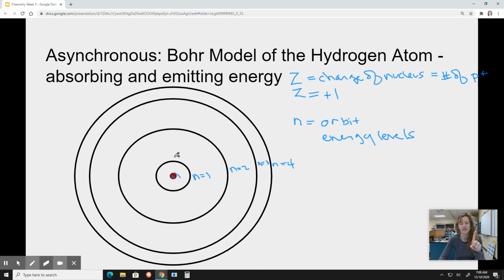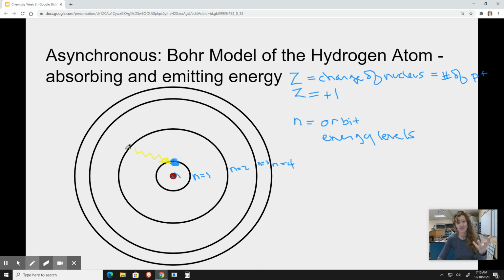So hydrogen only has 1 electron. It has 1 proton. And therefore, when hydrogen is neutral, it's also going to have 1 electron. So I'm going to just draw a blue circle here for the electron. Okay, now, when this electron gains energy, it moves. So I'm going to draw a little lightning bolt-ish arrow that points at the electron, and that's going to indicate an energy input.